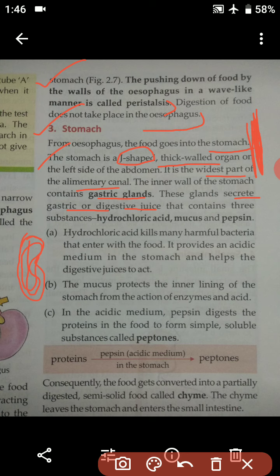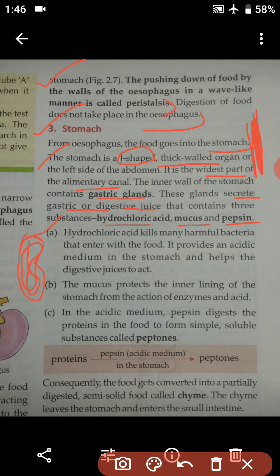That digestive juice contains 3 substances known as hydrochloric acid, mucus and pepsin. So students, the glands present inside the stomach help in secreting the gastric juice that contains substances like hydrochloric acid, mucus and pepsin. Now we are going to understand the function of all these substances one by one.